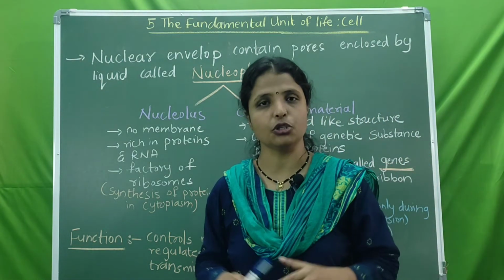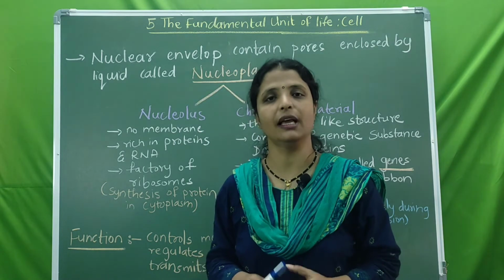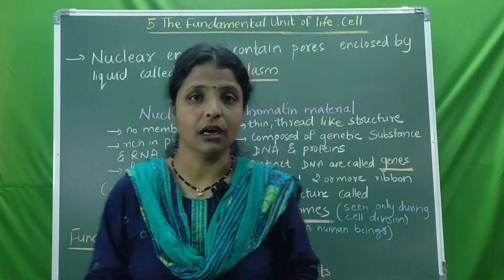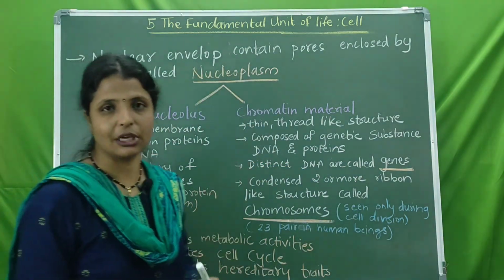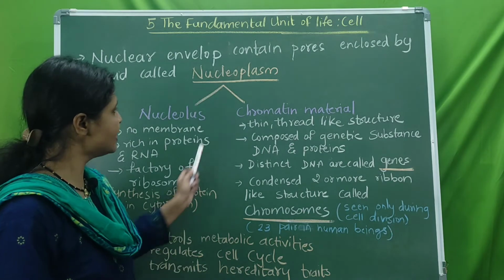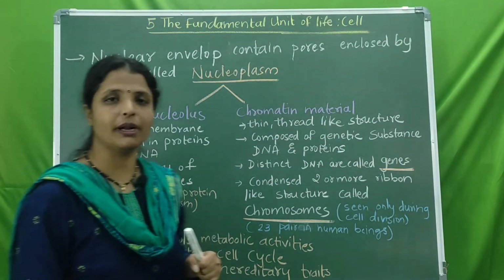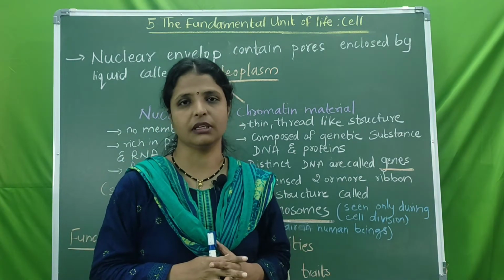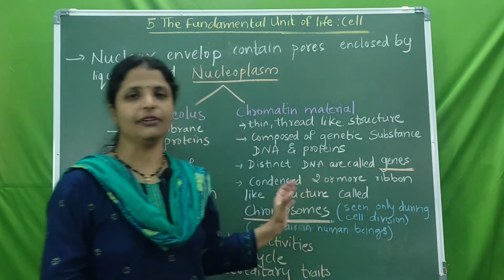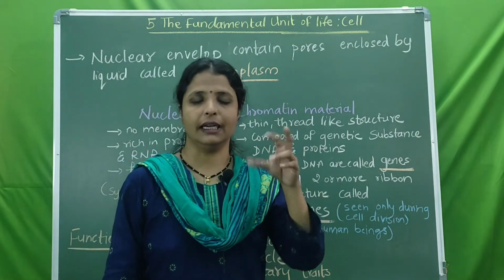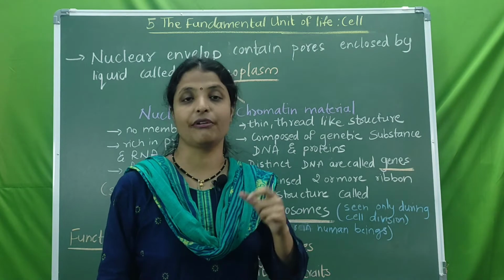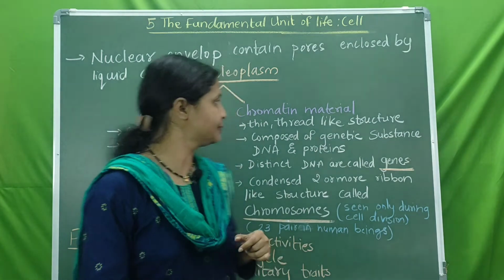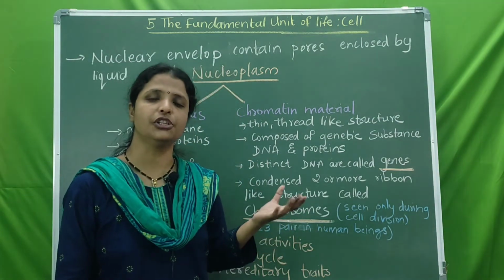Ribosomes are also present in the cell, which help in the synthesis of proteins. Further, you will be learning about the ribosomes when I move to the cytoplasm part. Now let us see about the chromatin material. So what is this chromatin material? Chromatin materials are thin and thread-like structures present in the nucleus. They are the main part which helps in passing the genetic or hereditary characteristics or traits from the parents to the offspring. Offspring in the sense the child.